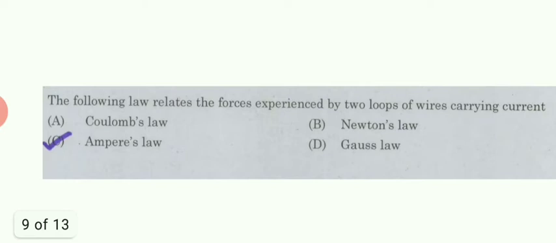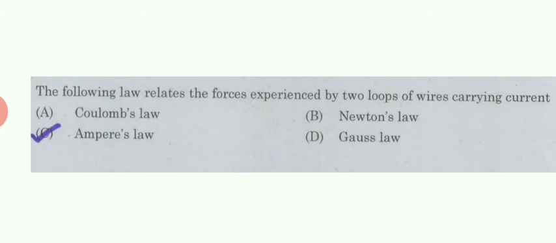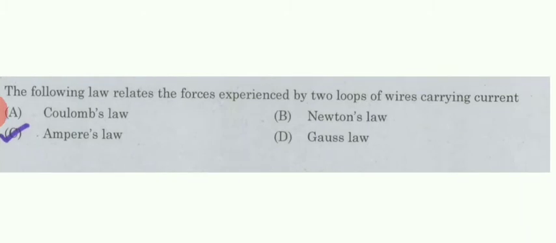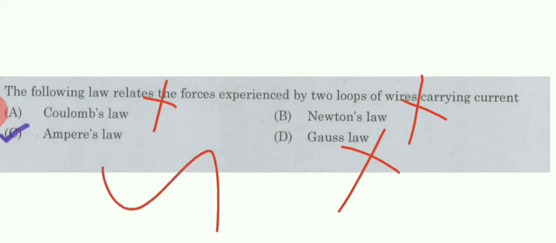Which of the following law relates the forces experienced by two loops of wire carrying current? Coulomb's law, we know that Coulomb's law relates force and charge. No. Newton's law is not at all related to our subject. Gauss law is relating electric flux and charge distribution. So that is also not the right answer. Ampere's law only is talking about current flowing through a loop. So Ampere's circuit law is the correct answer.